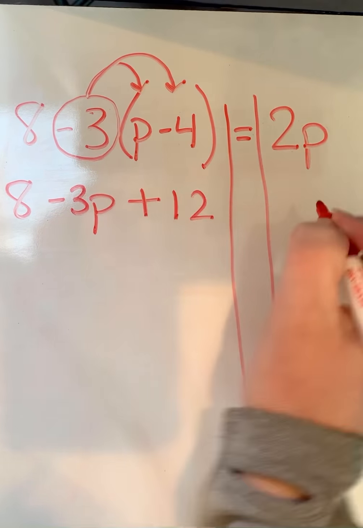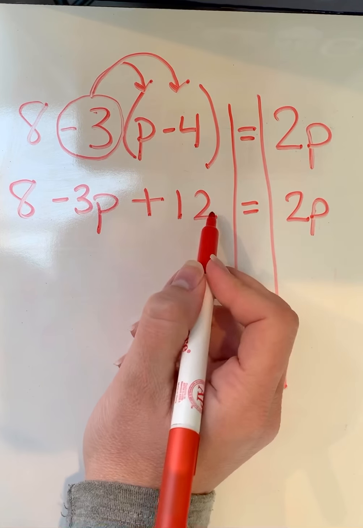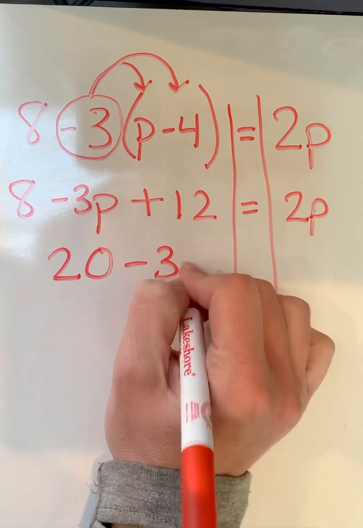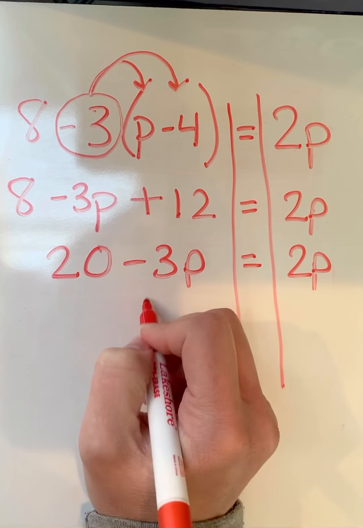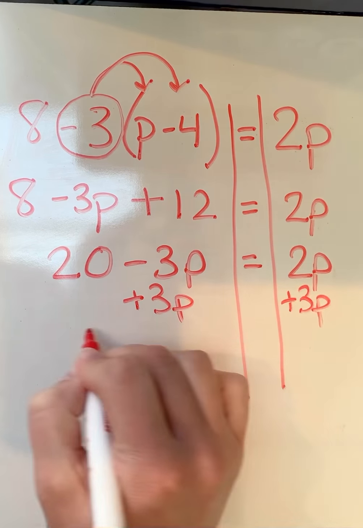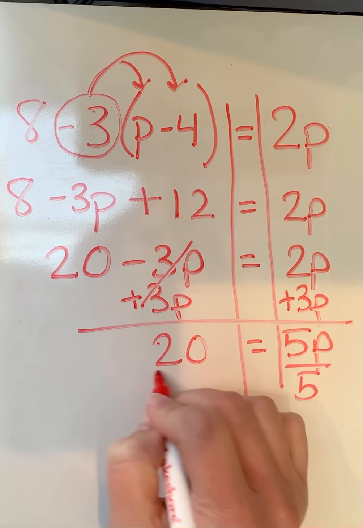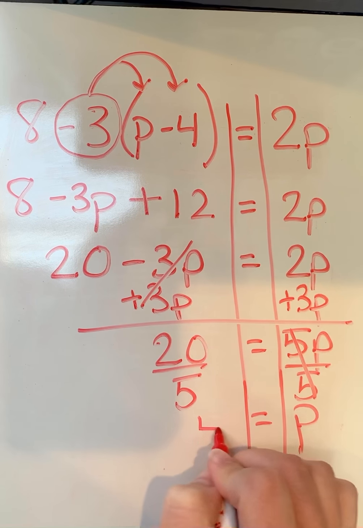Now, before I said it doesn't matter which variable term you use, unless your variable term is the only term on that side of the equal sign. If that's the case, leave it alone. Okay? You also want to make sure that everything's combined on this side. So 8 plus 12 can get combined to be 20. Okay? Now you have a two-step equation. You want to move the variable term over. You have 20 equals 5p. Divide by 5. p equals 4.